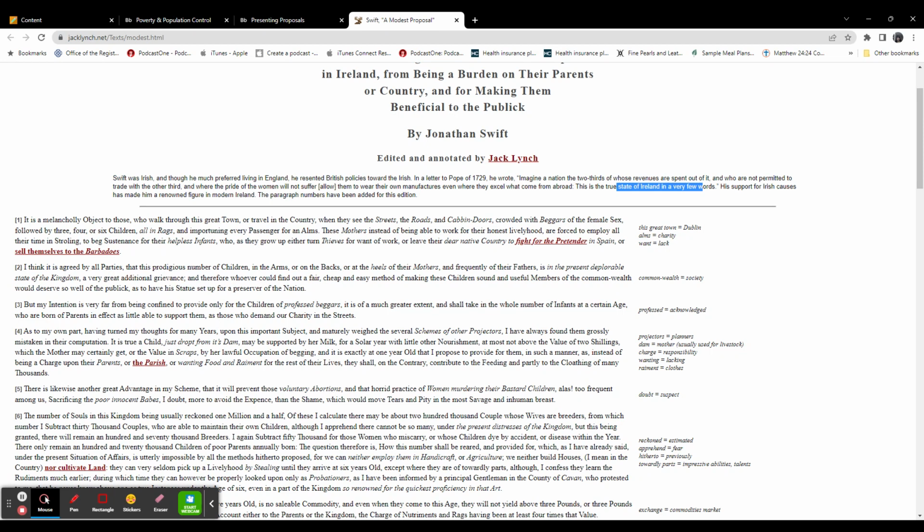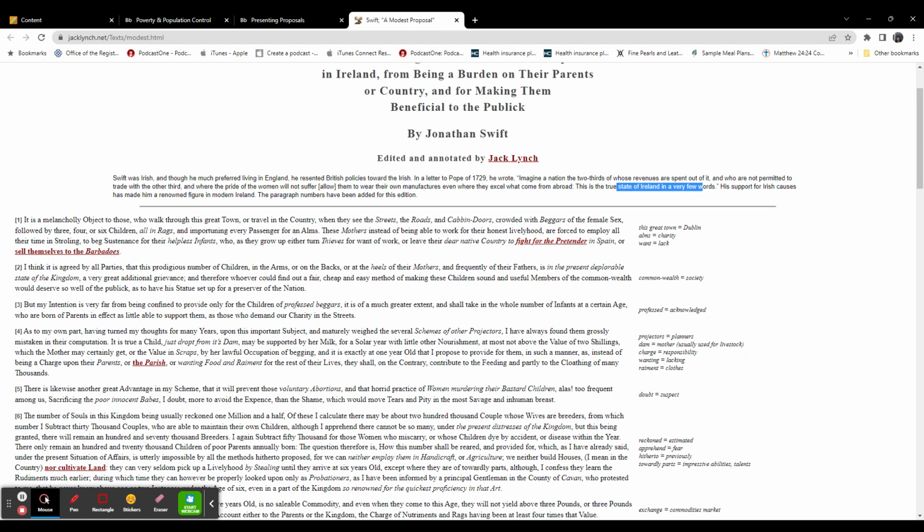And so he's outlining the problem, but he's outlining part of the problem. This is not the full problem. So I think it is agreed by all parties that this prodigious number of children in the arms or on the backs or at the heels of their mothers and frequently of their fathers is in the present deplorable state of the kingdom a very additional grievance, and therefore whoever could find a fair, cheap, and easy method of making these children sound and useful members of the Commonwealth would deserve so well of the public as to have his statue set up for a preserver of the nation.